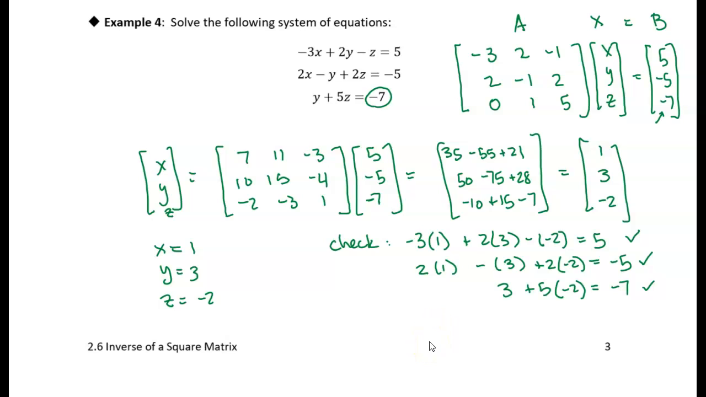All right, so we just solved another matrix equation using an inverse. The next thing we're going to look at is how we calculate the inverse. How do we find the inverse of a matrix? I'll meet you in the next video to talk about that.